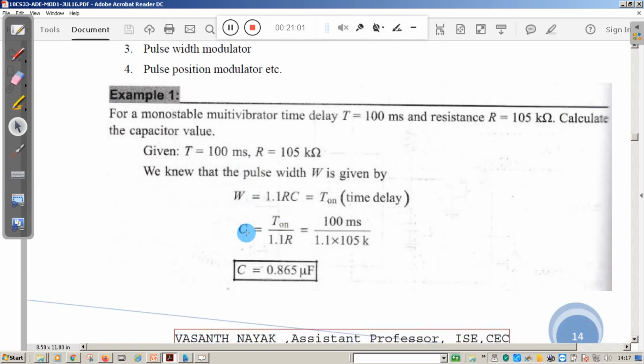Let's see the first problem. For a monostable multivibrator, the time delay is given as 100 millisecond and the resistance is given; calculate the capacitor value. We know the equation T1 = 1.1 RC. We know T1 is 100 millisecond and we know R. If you substitute, you will get the capacitor value, which is 0.865 microfarad. So this is the first problem.